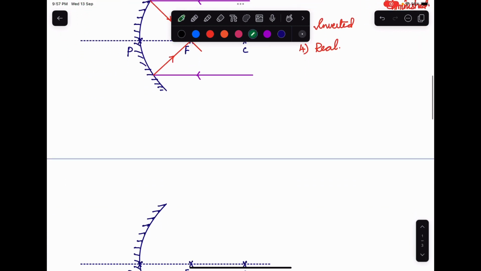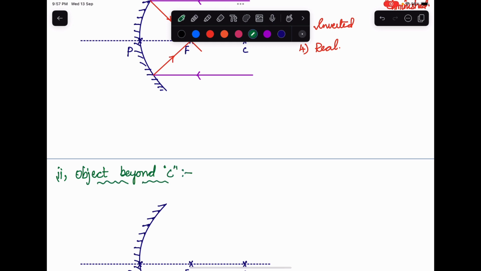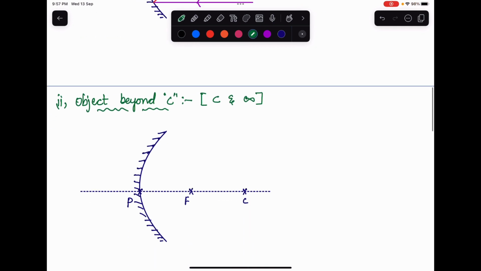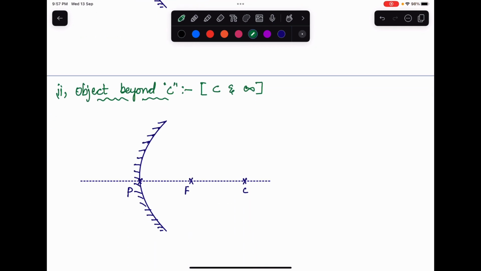Now let us see the second position. Now the object has come a bit closer. So the object is beyond the center of curvature. So what does this position mean? It is lying between center of curvature and infinity. So therefore I can take my object over here, like this. So this is my object now.